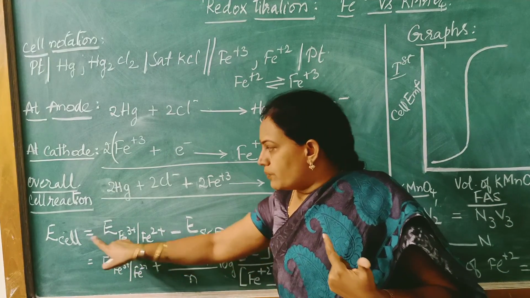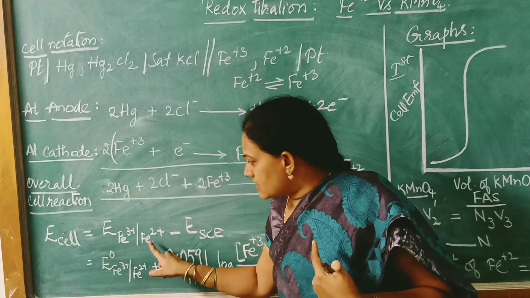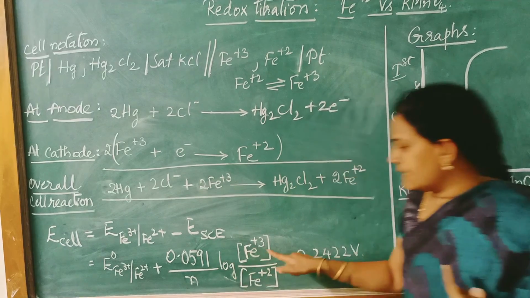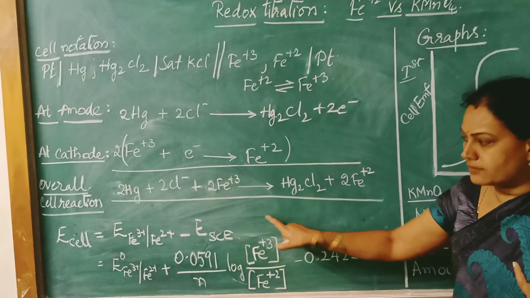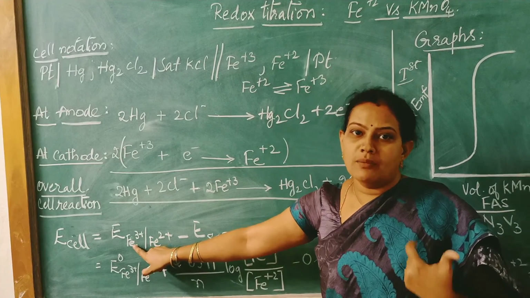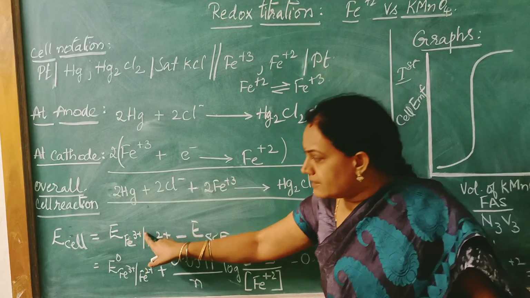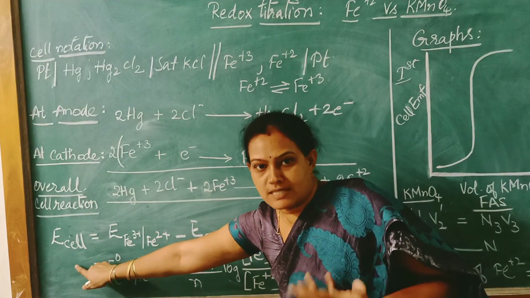The potentials of the ferric ferrous electrode change. There is going to be an increase. You can see that whenever the numerator value is increasing, there is going to be an increase in the EMF, or you can say the potential of the ferric ferrous electrode, in turn increasing the EMF of the cell.